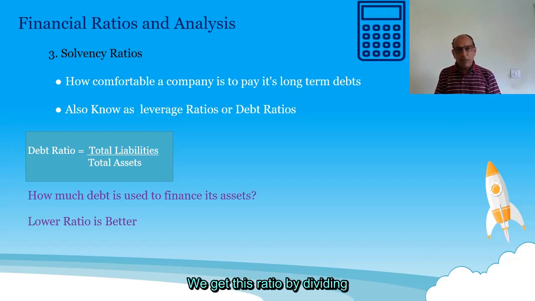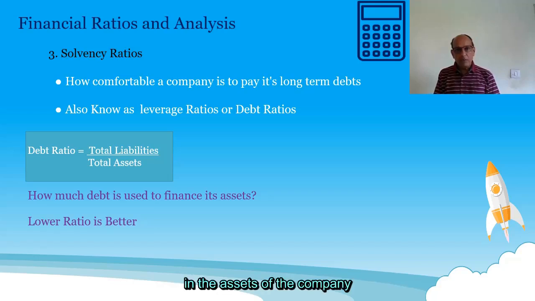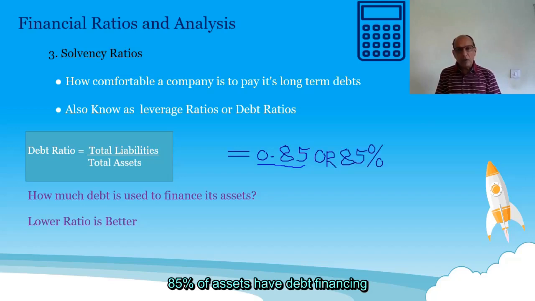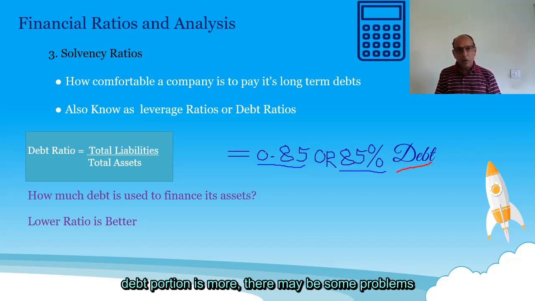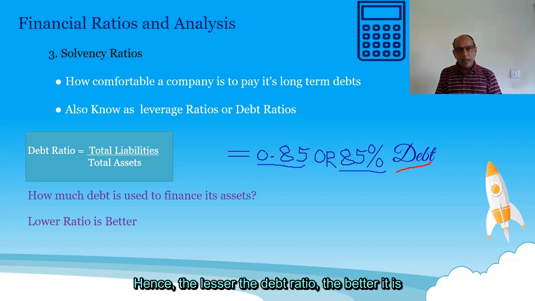If I give an example of a popular ratio, it is the debt ratio. We get this ratio by dividing the total liabilities of the company by the total assets. From this, we get to know about the portion of debt in the assets of the company. So, if the debt ratio is 0.85, that means 85% of assets have debt financing. This is not a positive thing because if the debt portion is more, there may be some problems in the long term. Hence, the lesser the debt ratio, the better it is.